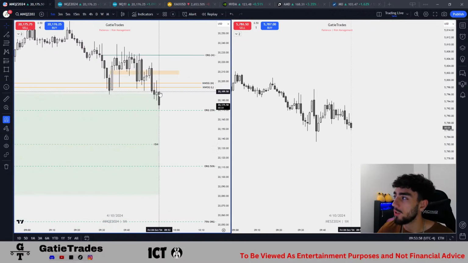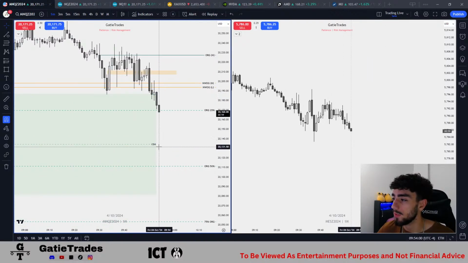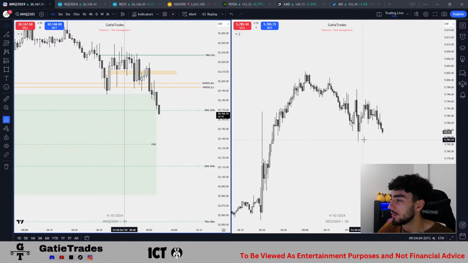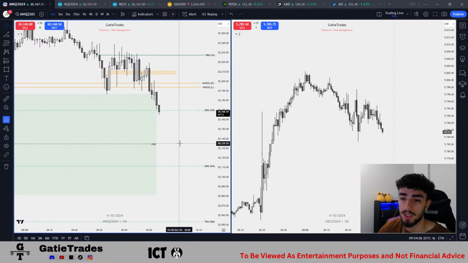See if we can get 25%. If the hourly candle opens, touches the 15-minute 50%, that would be nice. We'll see when ES takes out the sell side, or if that happens around the same time, that'd be really good.